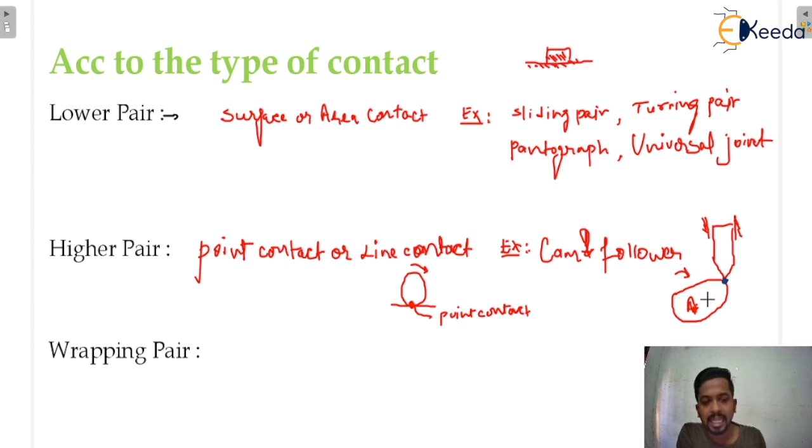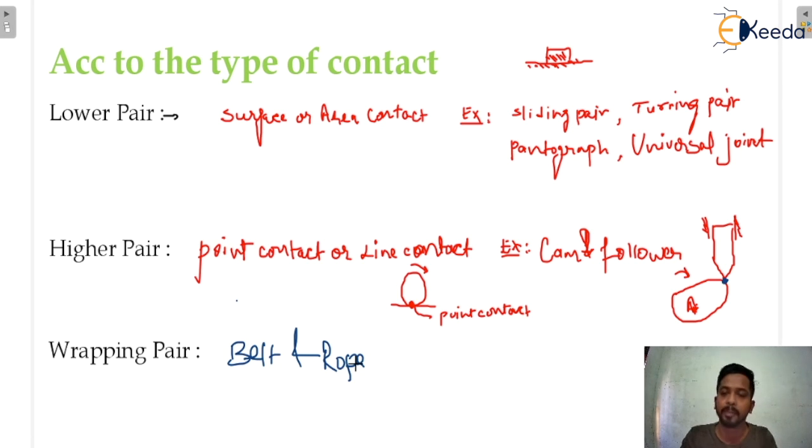Basically, we generally consider belt and rope in the higher pair, but if you want to separate it, the next pair would be the wrapping pair. That would be belt and rope. Generally belt and rope is considered a higher pair, but if we want to classify it into another category, that would be the wrapping pair. Belt and rope are generally considered the wrapping pair, but if there is no option for wrapping pair in the question, then you can consider higher pair as the answer.